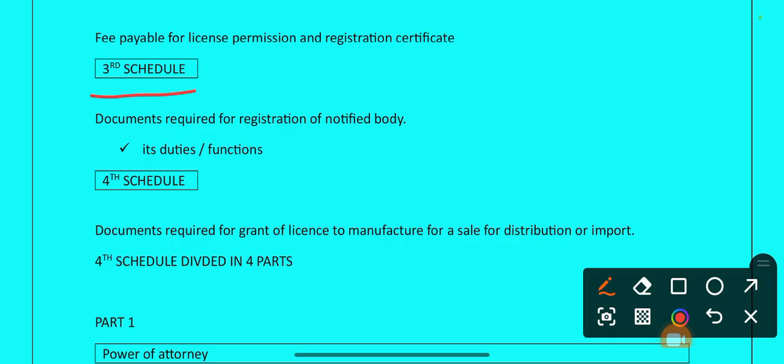Next, the third schedule. The third schedule covers documents required for registration of a notified body, its duties and functions. The third schedule is very helpful in the Medical Devices Rules, 2017. It covers what types of duties and how to function and handle medical devices. So the schedule for documents required for registration of a notified body is called the third schedule.